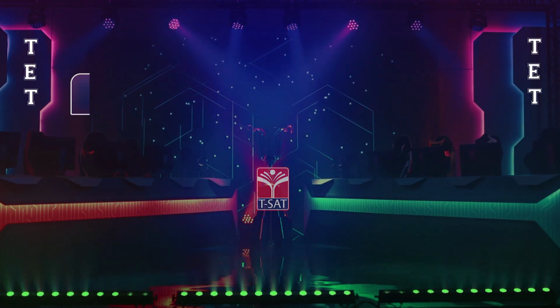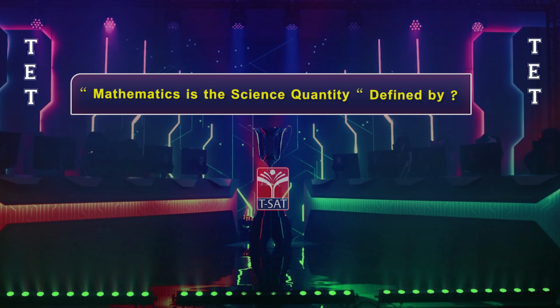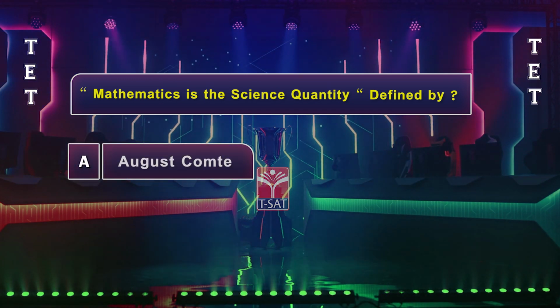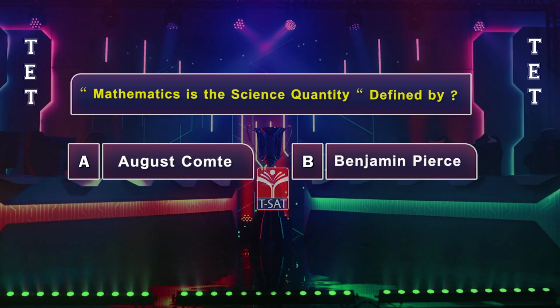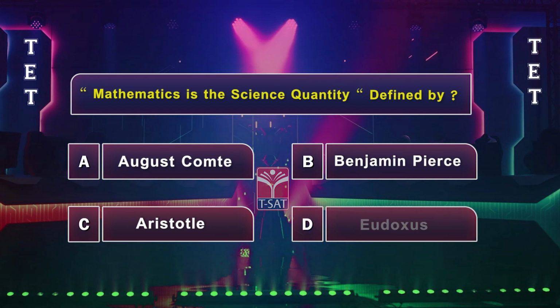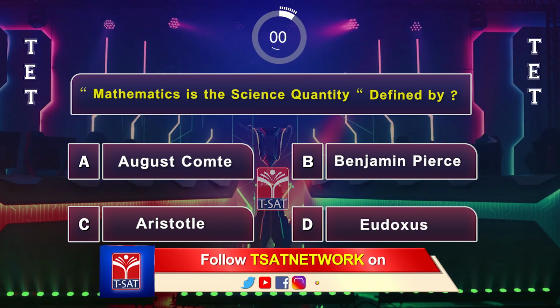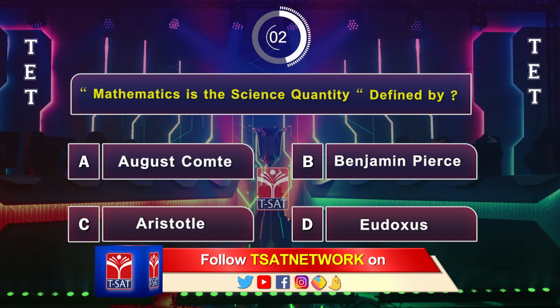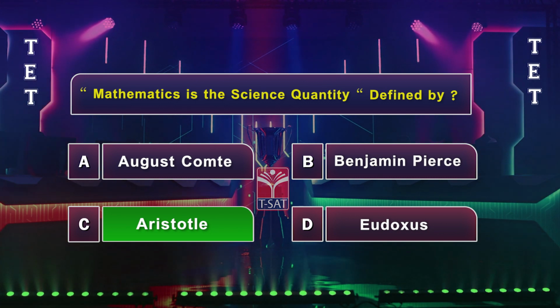10th question. Mathematics is the science of quantity, defined by option A, Auguste Comte. Option B, Benjamin Peirce. Option C, Aristotle. Option D, Eudoxus. Your time starts now. The correct answer is option C, Aristotle.